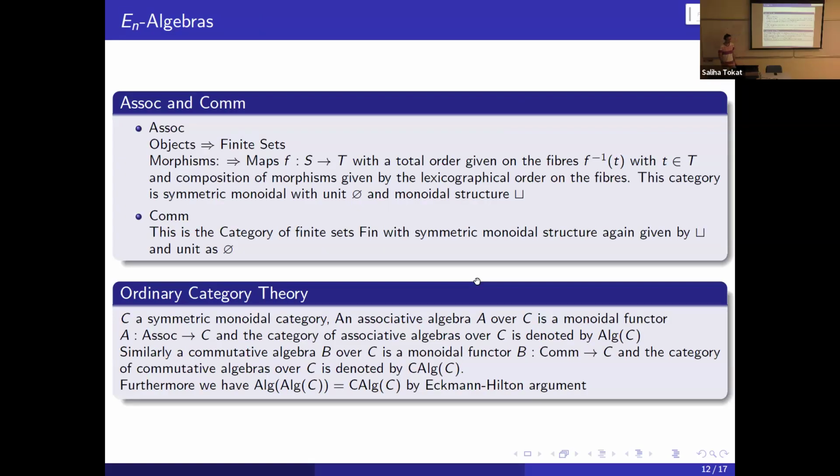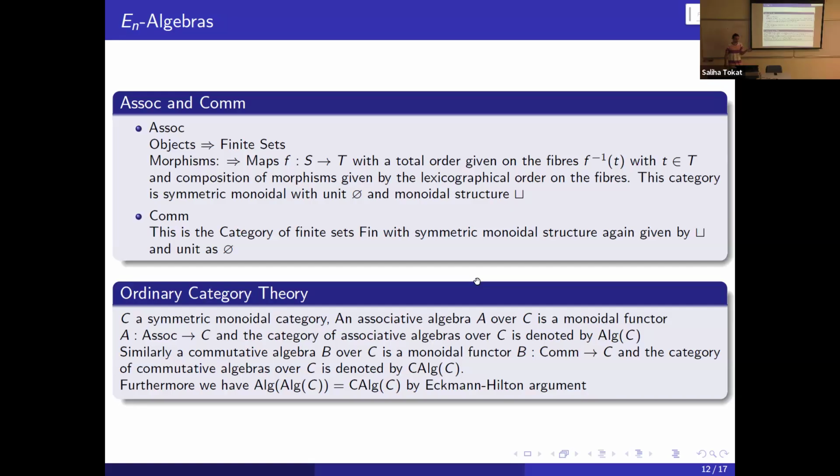Now we move on to EN algebras, but first I will give the definition of associative algebra and commutative algebra in ordinary category theory.